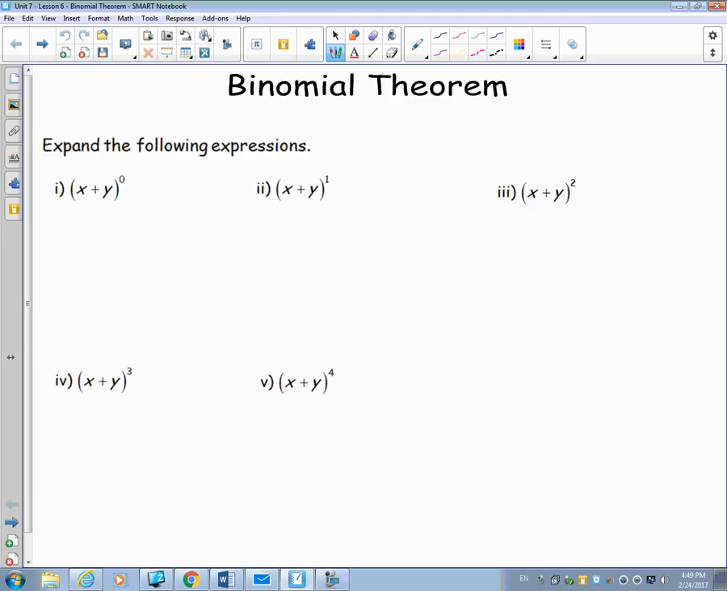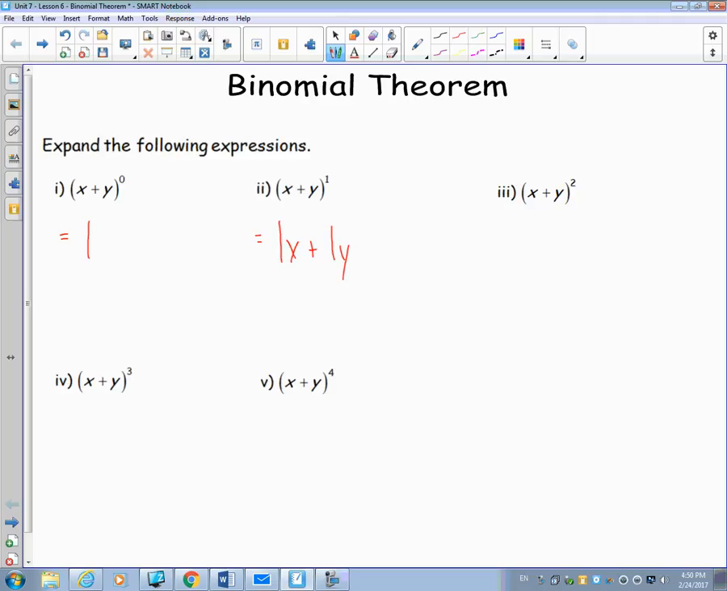So x plus y to the power of 0. What does that come out to? Well, anything to the power of 0 is always 1. So that's nice and quick. If we try the next one, x plus y to the 1, well, that's just itself. So I'm going to write it in a specific way: 1x plus 1y.